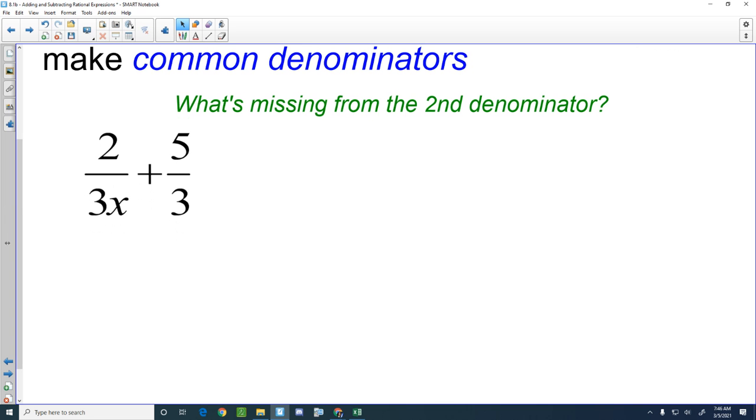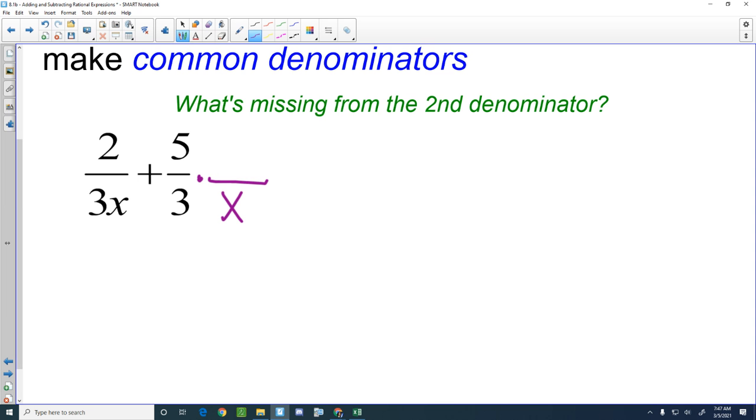So hopefully you see those two denominators. There's a 3x and a 3. All right, so what does that second denominator need to make it the same as the one on the left? Just needs an x, right? That's what's missing. And so we can think of it as saying, all right, well, to make those denominators the same, we can just multiply that second fraction by an x in the bottom, because 3 times x is 3x.